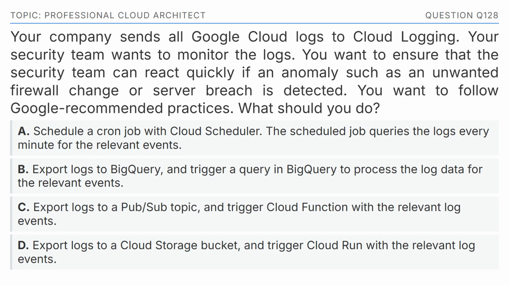What should you do? The options are: Option A, schedule a cron job with Cloud Scheduler. The scheduled job queries the logs every minute for the relevant events. Option B, export logs to BigQuery, and trigger a query in BigQuery to process the log data for the relevant events. Option C, export logs to a Pub/Sub topic and trigger Cloud Function with the relevant log events. Option D, export logs to a Cloud Storage bucket and trigger Cloud Run with the relevant log events.